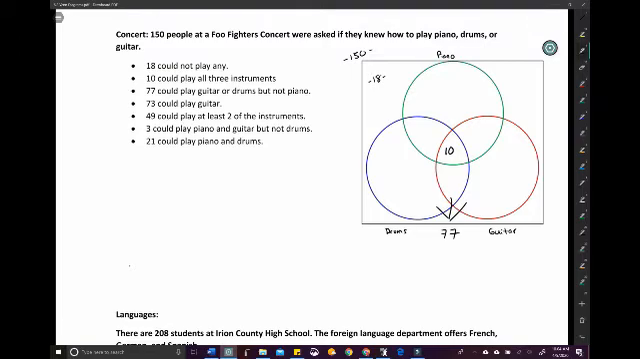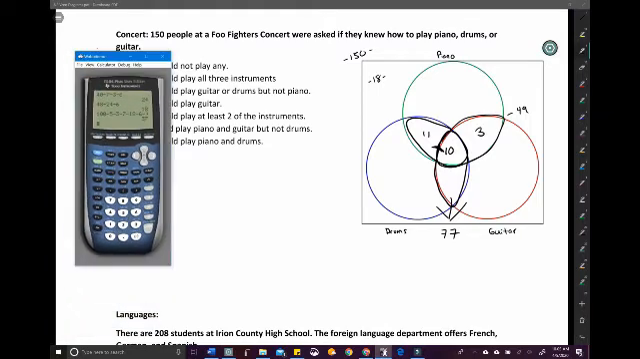49 could play at least 2 of the instruments. So again, that means everything inside the overlaps must be 49. 3 could play piano and guitar, not drums. Piano, guitar, no drums means this is 3. And 21 could play piano and the drums. Piano, drums, doesn't say anything about guitar, so I'm going to assume this whole piece is 21, which means that must be 11. So the problem seems to be following very similarly to that last one.